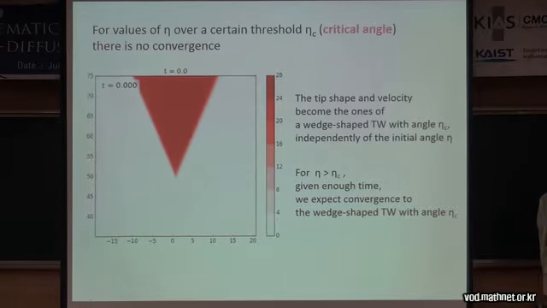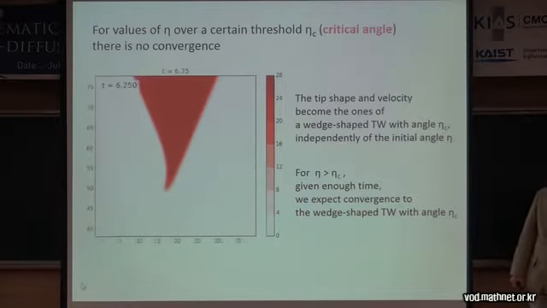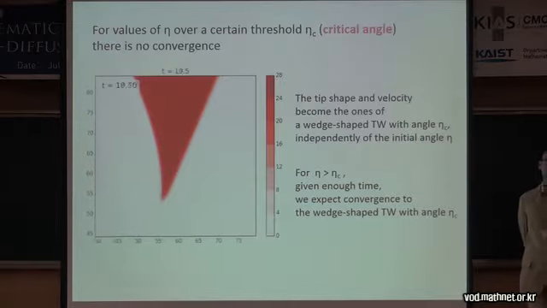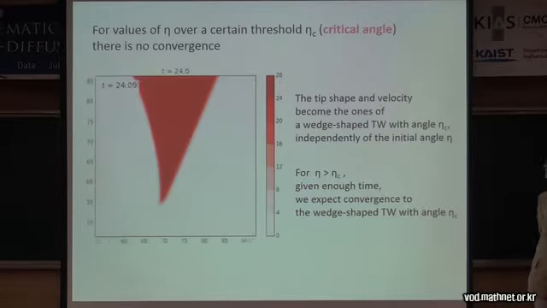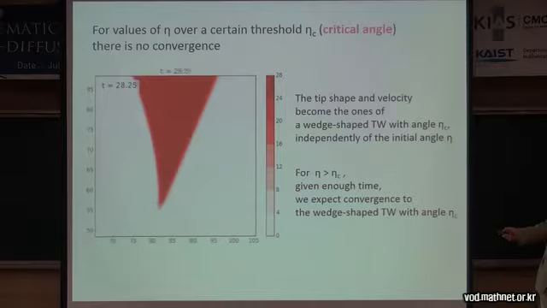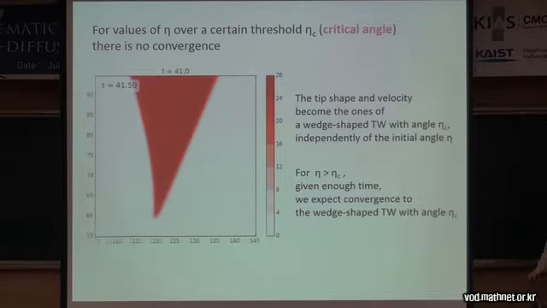However, if we go for larger values of eta over a certain threshold, which we call the critical angle eta c, we observe that there is no convergence. What we see is that at the beginning the tip changes rapidly, but after a certain time it will settle, keep the same shape and move with a constant speed. In this case the reference frame is moving with the speed of the hypothetical traveling wave with angle eta.